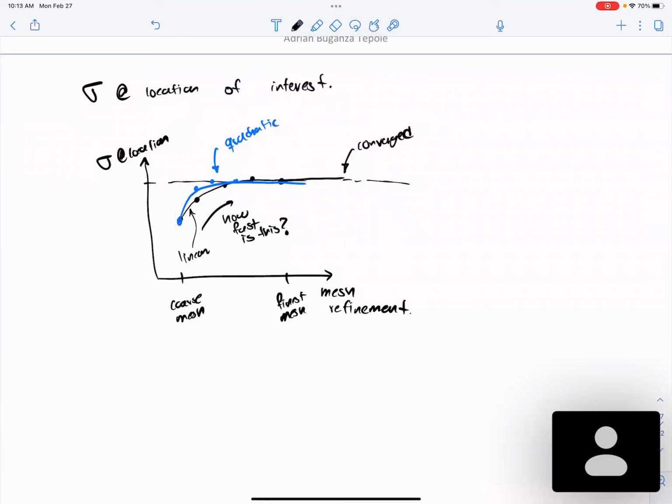So you should monitor your stress at a particular location of interest. Again, if you're using linear, it will get to the converged value. It will just take more refinement. If you use quadratic, it will go to that converged value faster. Yes. When you say linear versus quadratic elements, are you referring to the shape functions? Yes, whether you use linear shape functions or quadratic shape functions.